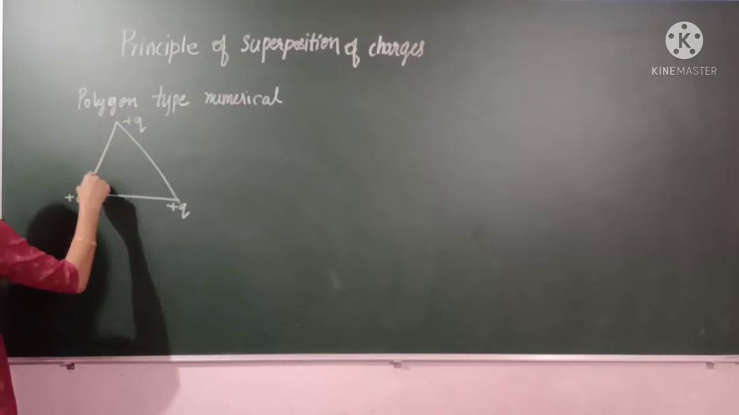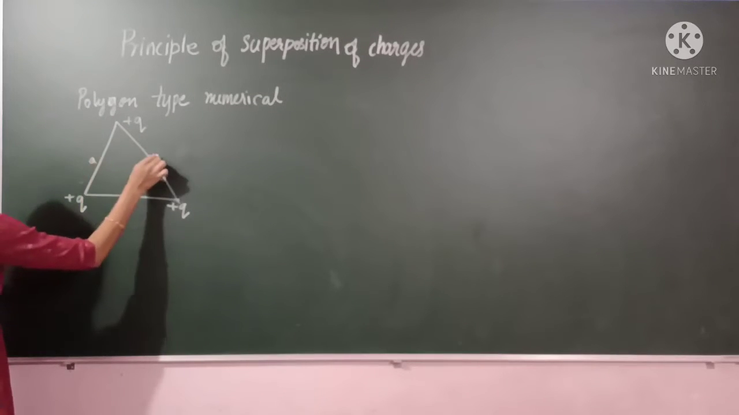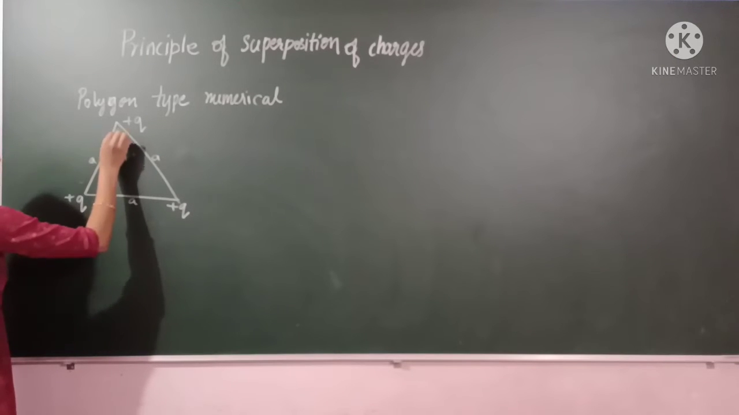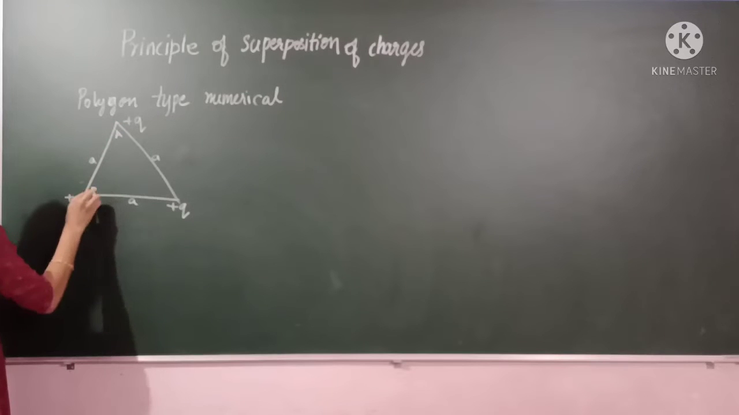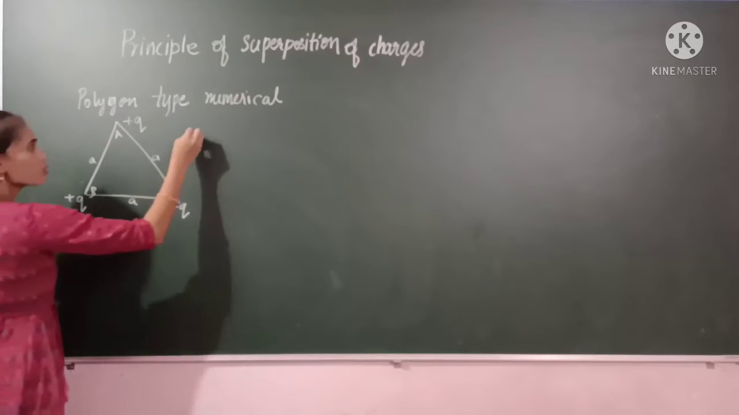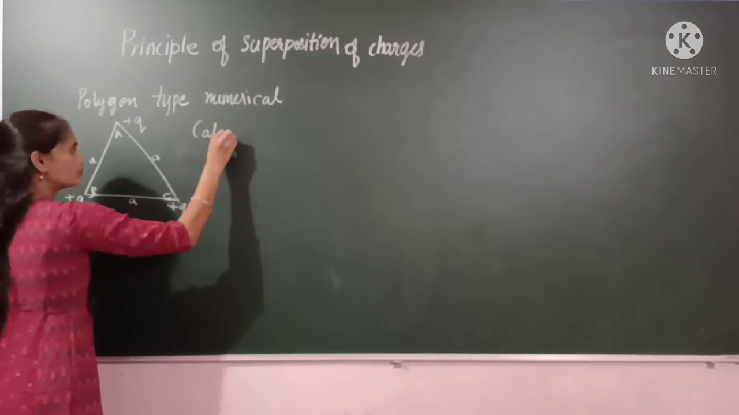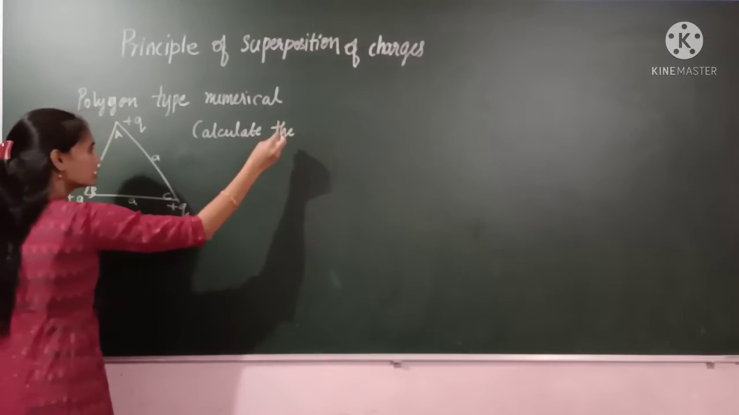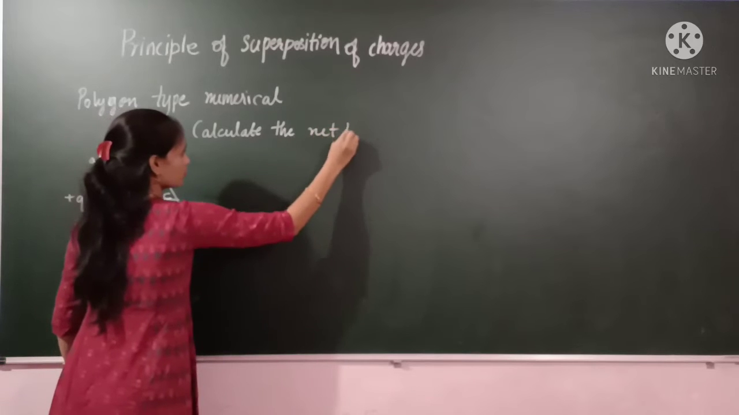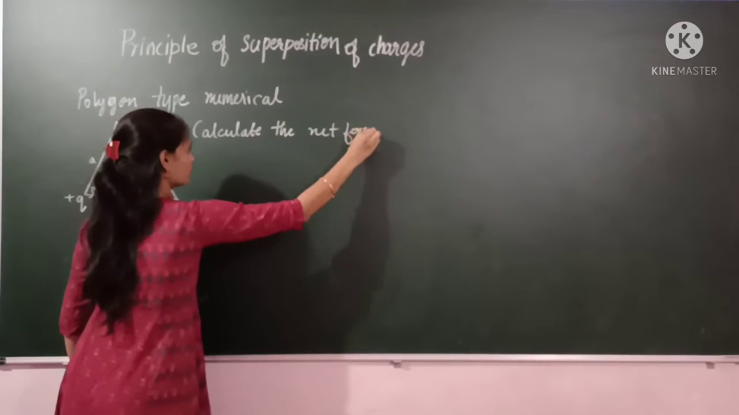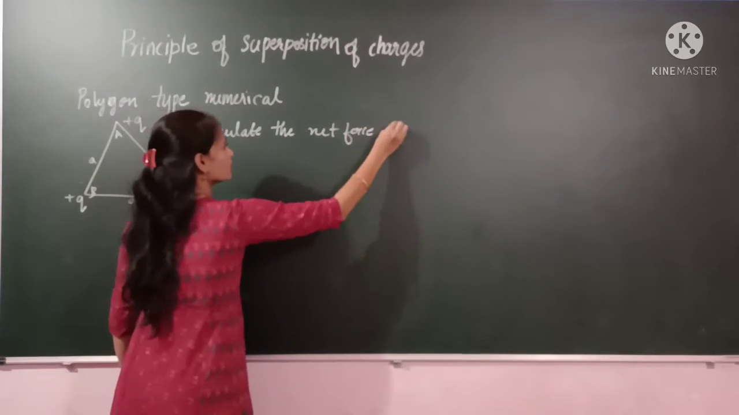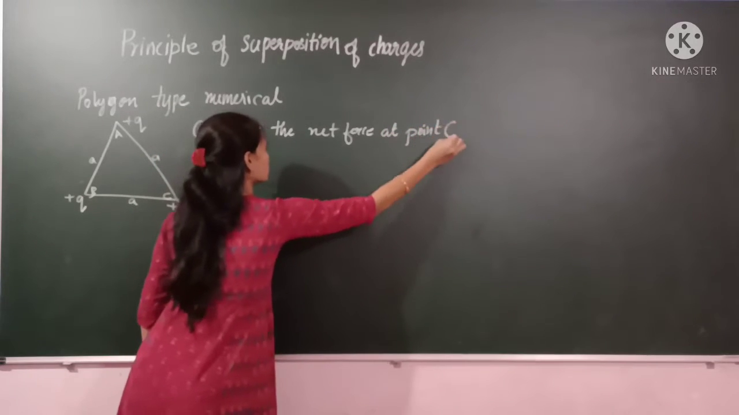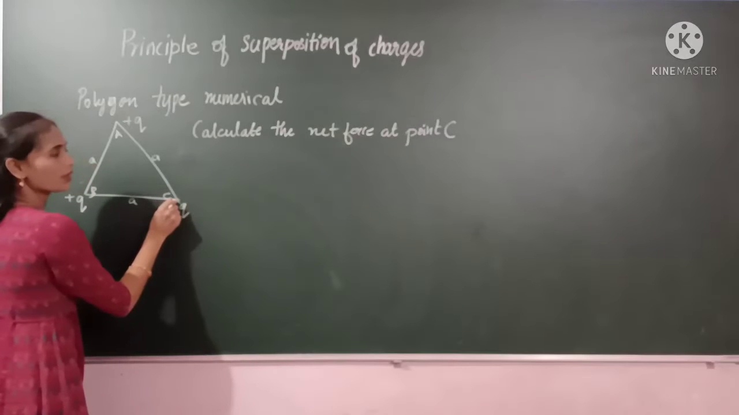Next, if it is an equilateral triangle, all sides are equal and all angles are also equal. Now we will name the vertices A, B, and C. Calculate the net force at point C.